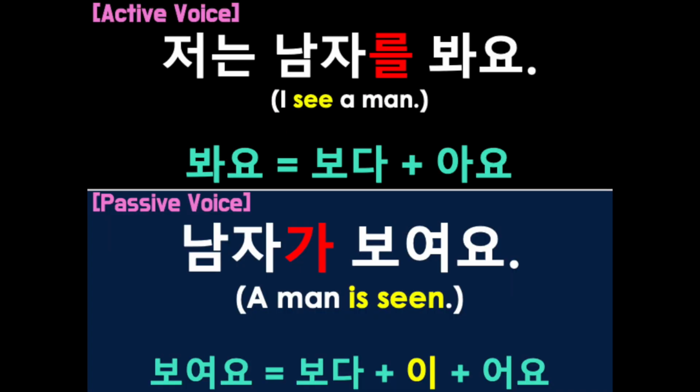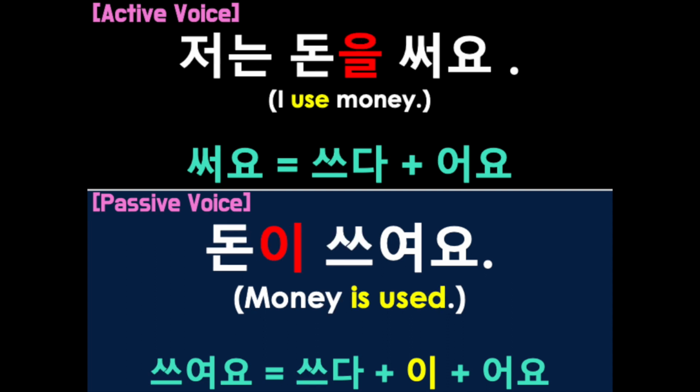저는 남자를 봐요. I see a man. This is the active voice sentence. We can change this active voice sentence to a passive voice sentence. 남자가 보여요. A man is seen. 보여요 is the combination of three different words. 보다 plus 이 plus 어요. 보여요.